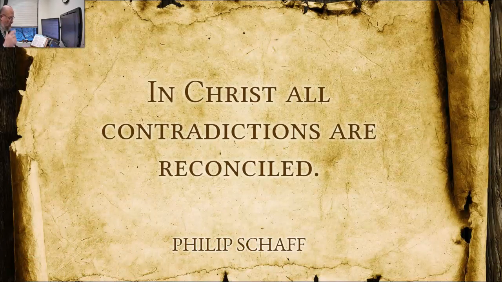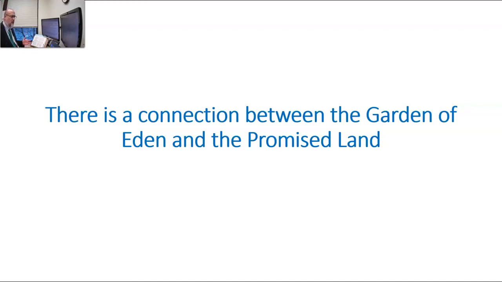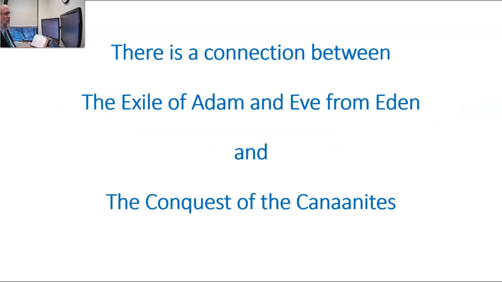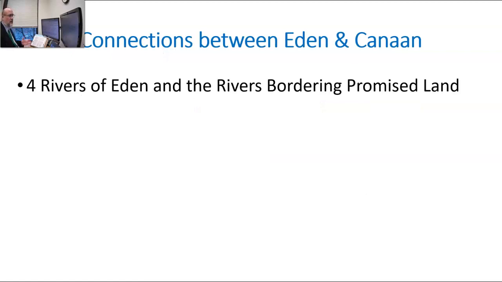And you start thinking, well, how as Christians do we understand the Old Testament with this, driving the Canaanites out? Well, it's where the story becomes incredibly beautiful. There's a connection between the Garden of Eden and the Promised Land. The picture of the conquest is a picture of the taking of the Promised Land, where people who are holy can live with God. But the problem comes when you start saying, okay, there's a connection between the exile of Adam and Eve from Eden and the conquest of Canaan. And the connections are obvious.